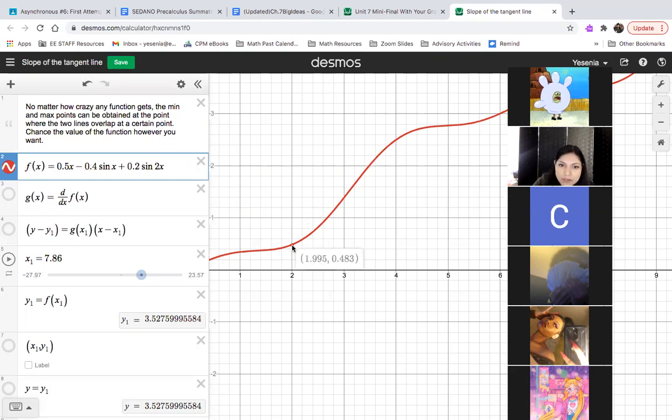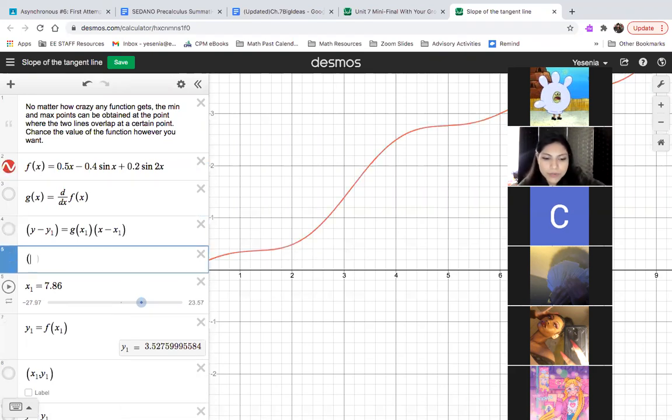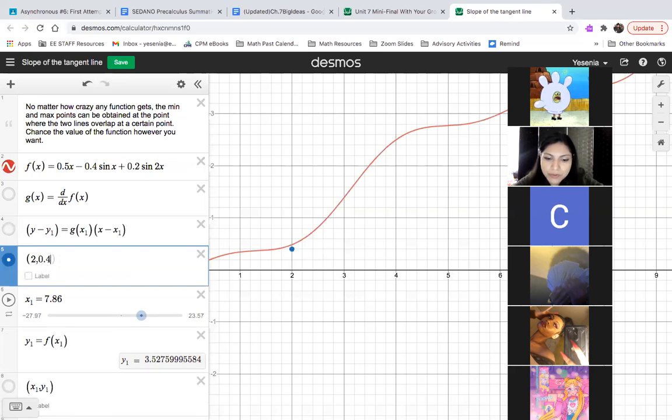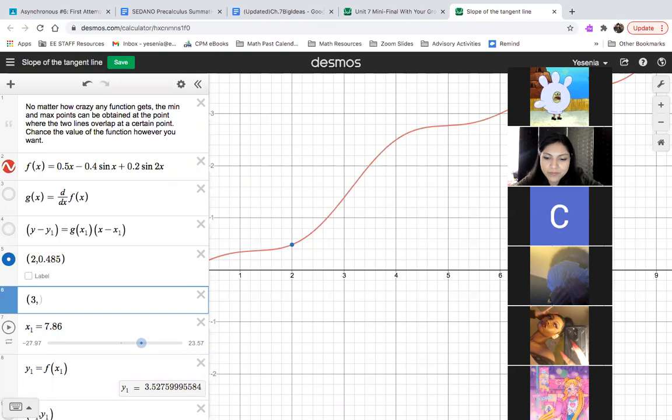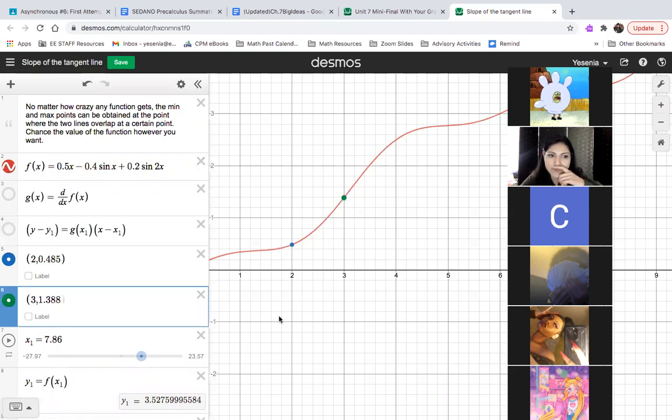So at 2, it's 0.485. At 2, 0.485. That's 1 point. And we said the second point would be apart by a minute, right? Because that's Miss C's method. It's going to be 3 comma 1.388. Okay, I mean, nice enough. I was able to memorize it.